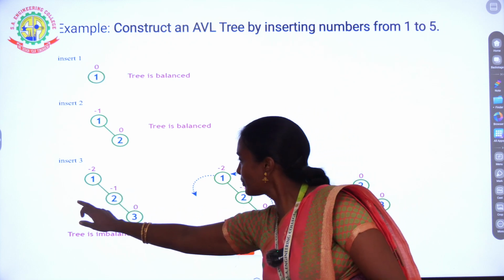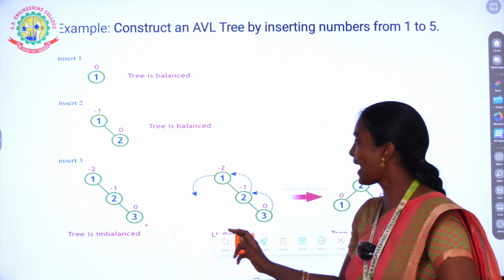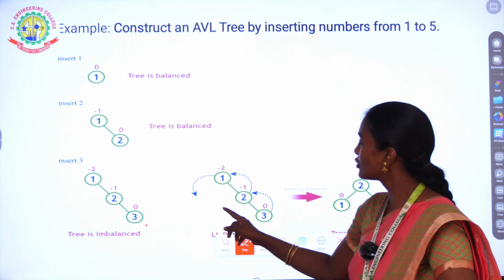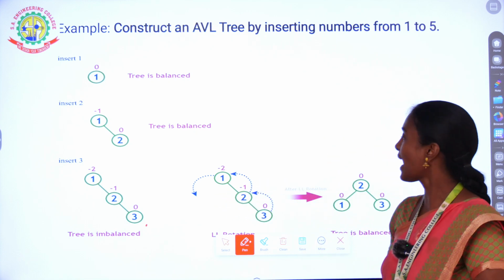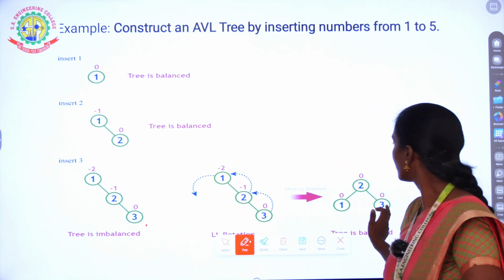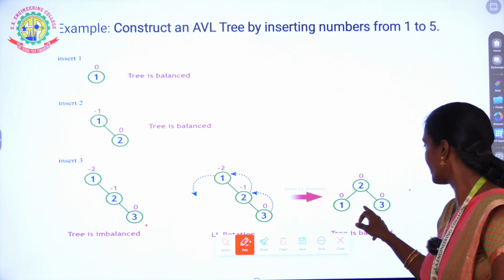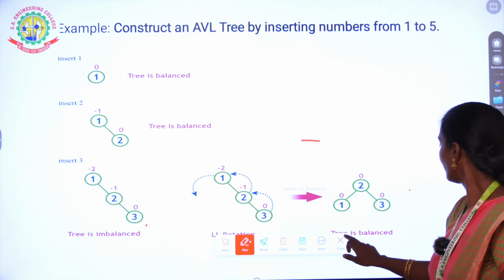The height of the left subtree is 0 and the height of the right subtree is 2. So when finding the balancing factor, it should be -2. So we have to perform the rotation. Now we get the tree like this. Now we check the balancing factor for this tree. It should be 0. Next we are going to add the element.